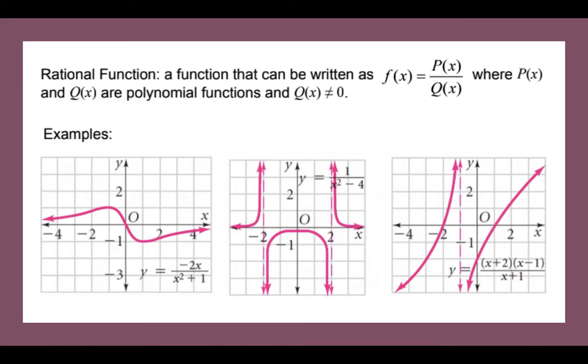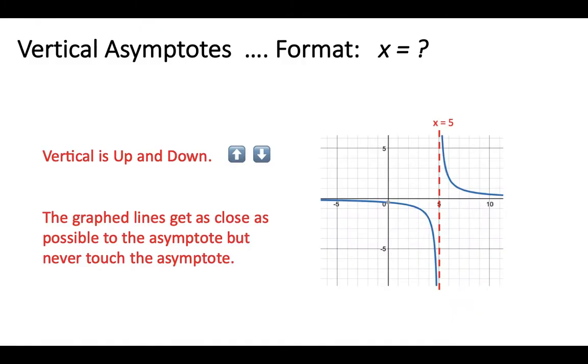So here are some examples of rational functions that are graphed. And in the one in the center, you can see two asymptotes that are shown with the dashed lines. And in the one on the right, you can see one vertical asymptote that is shown in the pink dashed line. So let's see how we would do that.